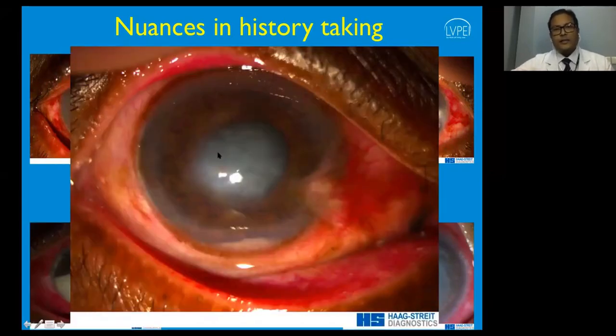This is an interesting case of a middle-aged farmer who used to have annual recurrences. There was a very mild kind of edema of the cornea, some scars and ghost vessels. So annual recurrences with ghost vessels and scars alerts you to take a history of recurrence, how often, and whether it could be of a viral origin. So this is a case of a viral stromal keratitis, and this patient responded dramatically with steroids and antivirals.